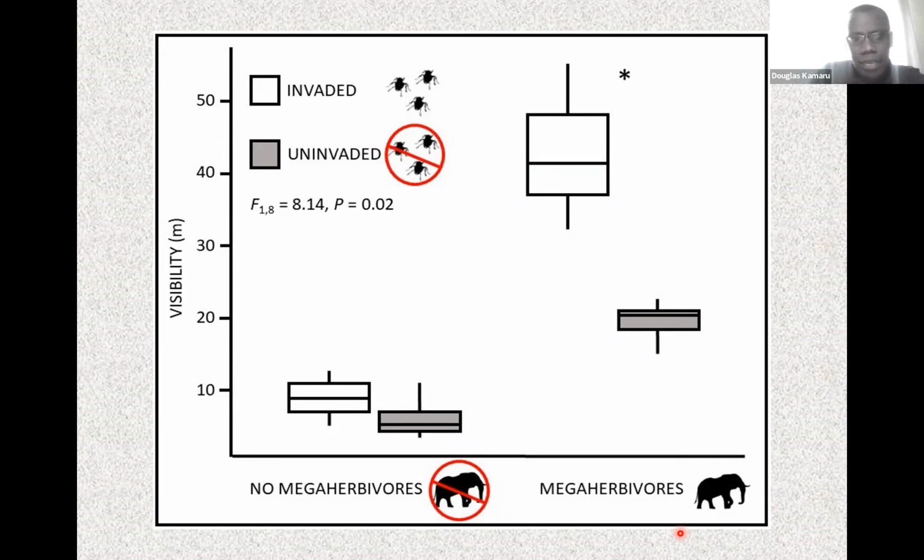So that means, and our results here show, when you exclude the mega herbivores, you have low visibility. And this means there is high cover within that particular area. When you combine the mega herbivores and the big-headed ants, the graph you can see here shows that there is high visibility, and that means that area has low cover in terms of trees.